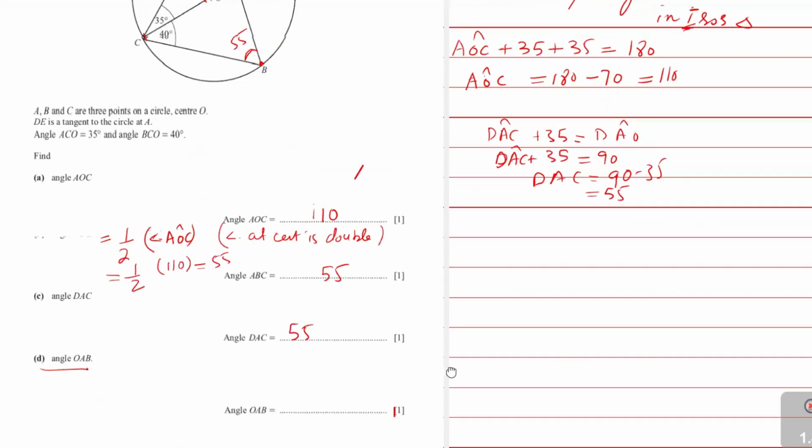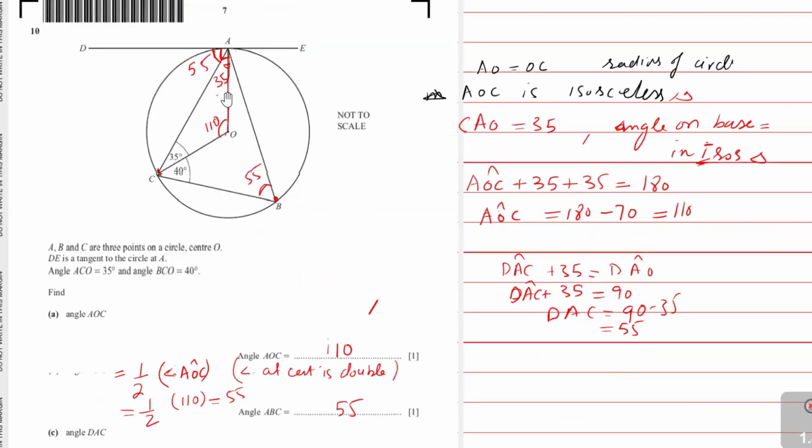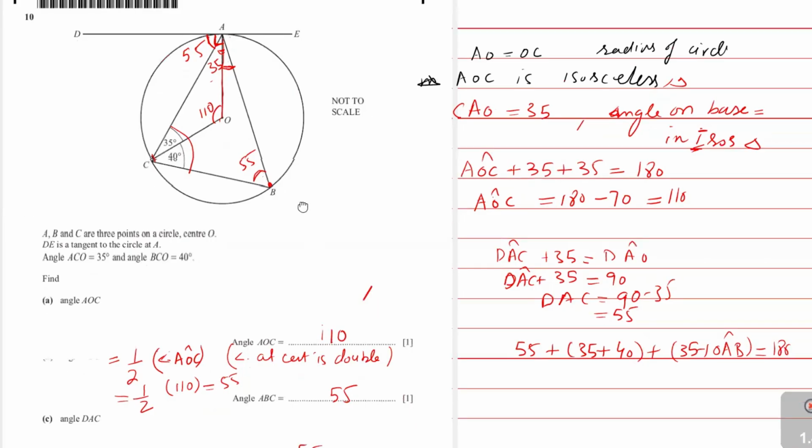Next, calculate the angle OAB. This is OAB. We have to calculate this angle. Look here, the sum of interior angles of triangle is 180 degree. So here are three angles. First is 55, next is 35 plus 40, and next this angle is 35 plus this is the angle OAB. We write angle OAB, and sum of these three angles will be equal to 180, and we will simplify this.